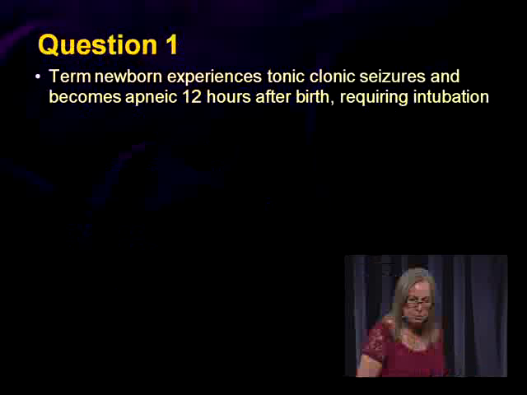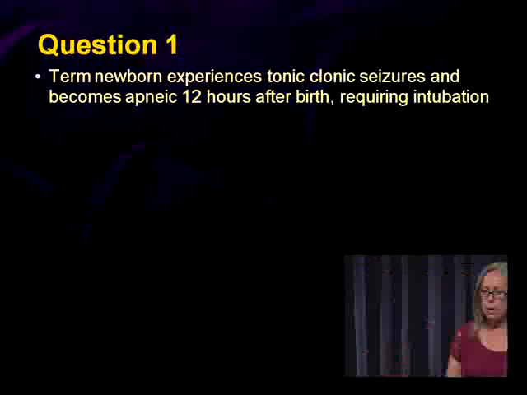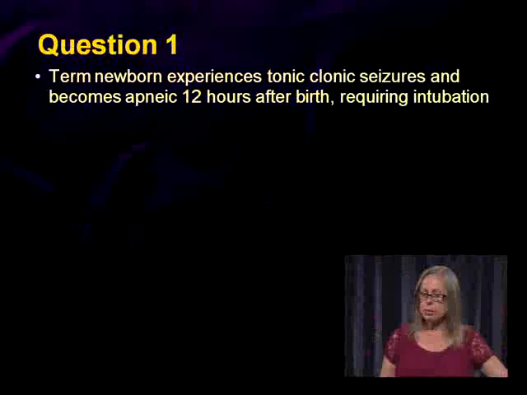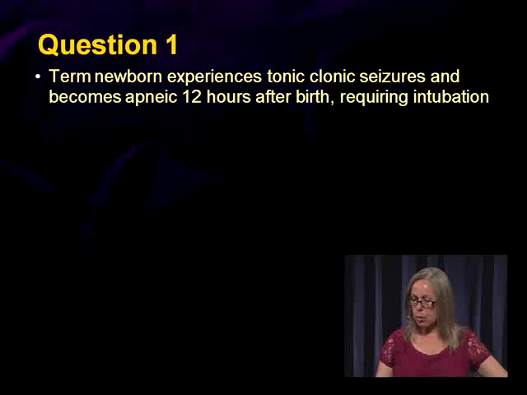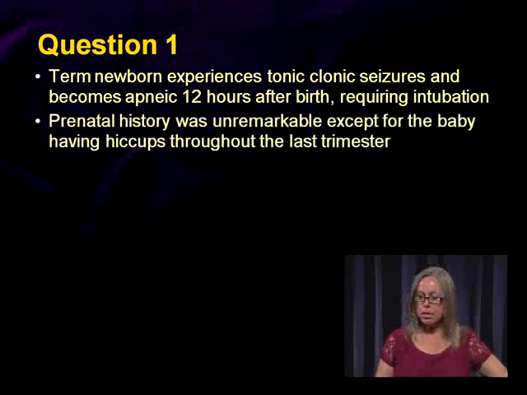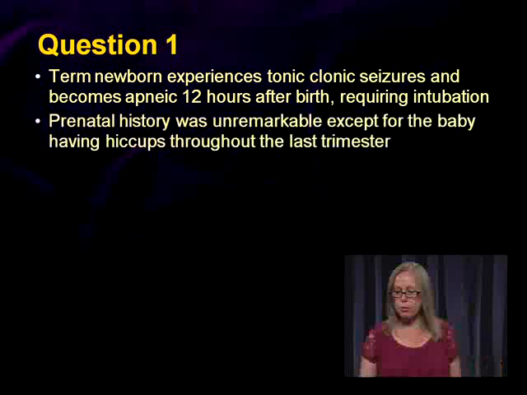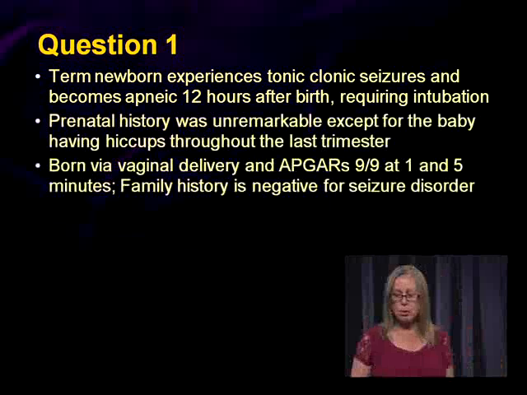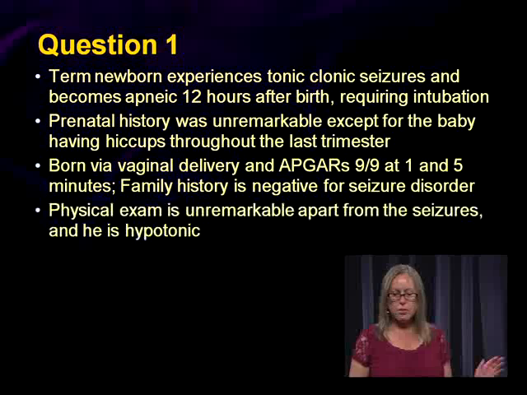All right, so question number 1. A term newborn experiences tonic-clonic seizures and becomes apneic 12 hours after birth, requiring intubation. Prenatal history was unremarkable except for the baby having hiccups throughout the last trimester. Born vaginal delivery, APGARs 9 and 9. Family history is negative for seizure disorders. Physical exam is unremarkable apart from the seizures, and he is hypotonic.